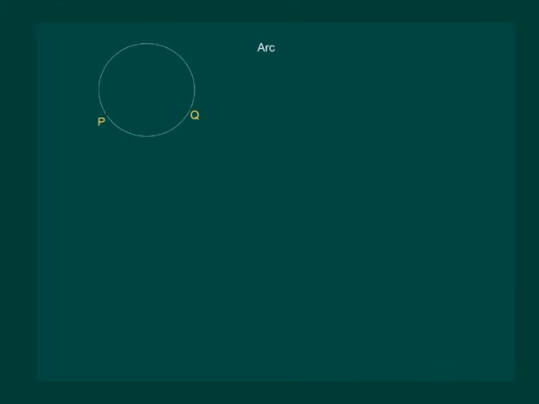A piece of a circle between 2 points is called an arc. Look at the pieces of the circle between 2 points P and Q. We find there are 2 pieces, one longer piece and one smaller piece. The longer one is called major arc and the shorter one is called the minor arc.